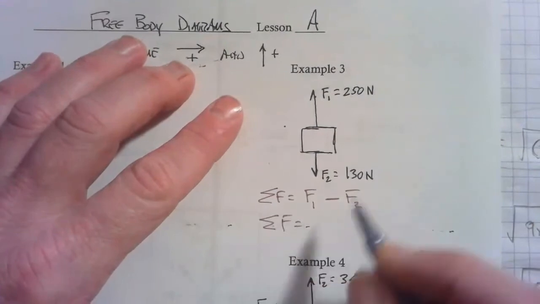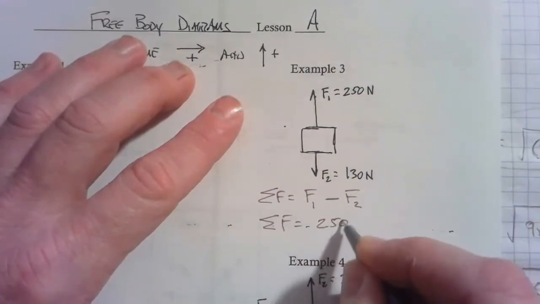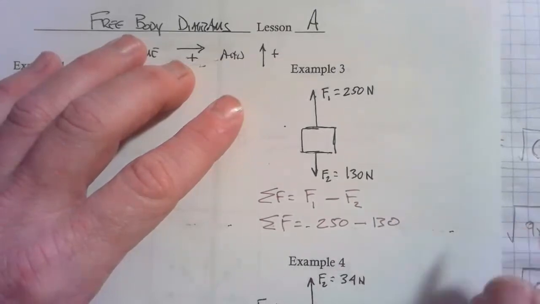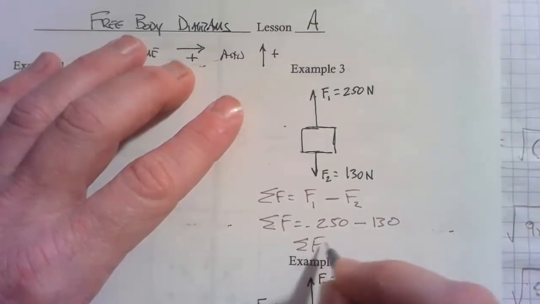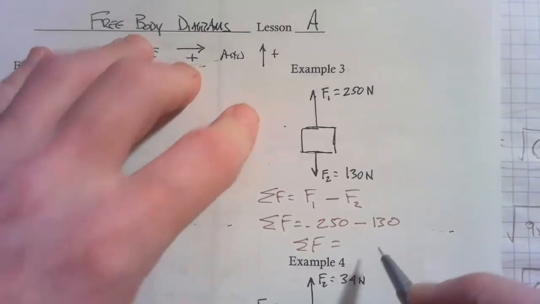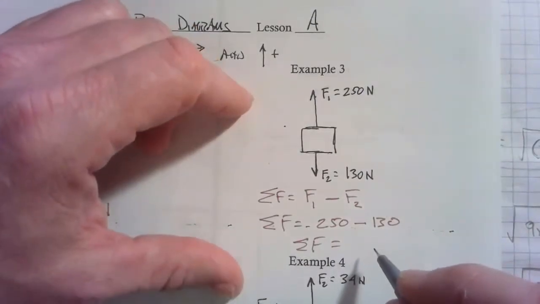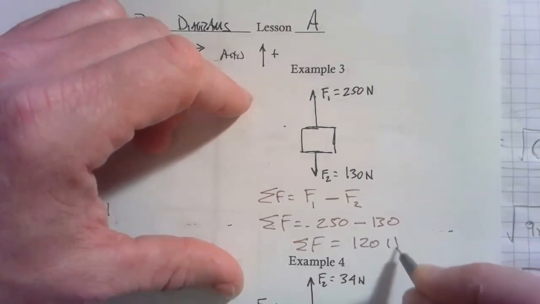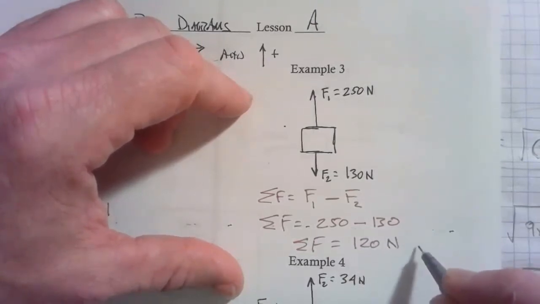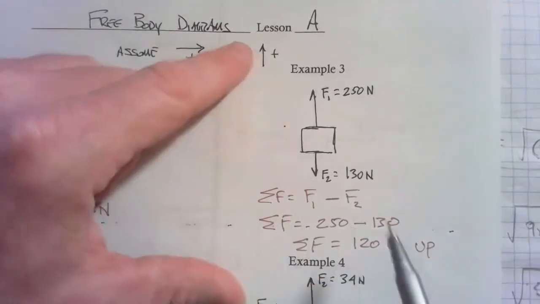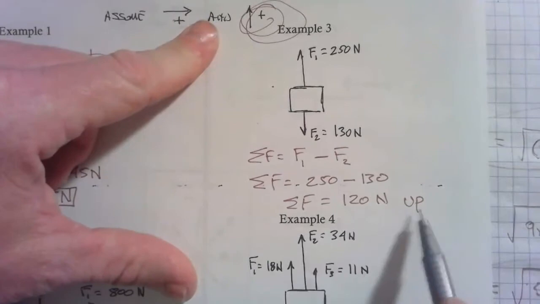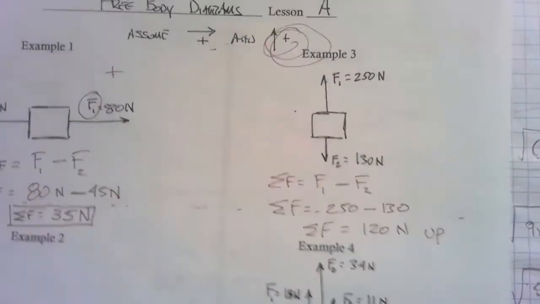Net force is equal to 250 minus 130. Get a calculator if you need to. I'll take a chance at it. That's going to be 120, I believe, positive. So 120 newtons. You don't have to write up because it's assumed that positive means up, but if you want to write it, it's fine.